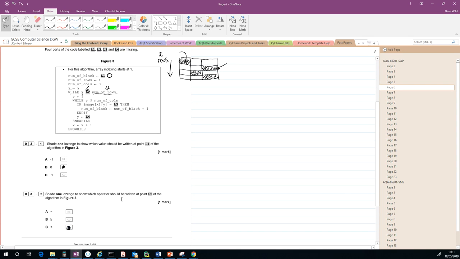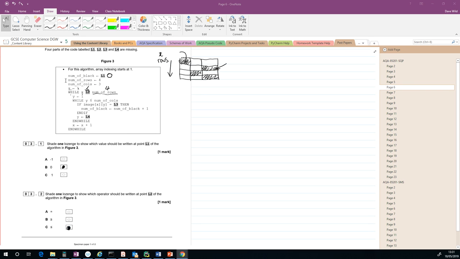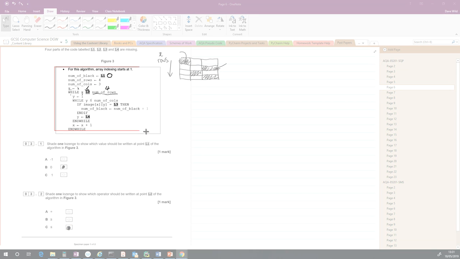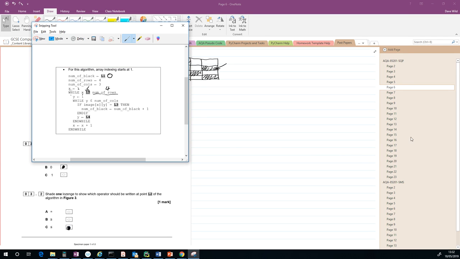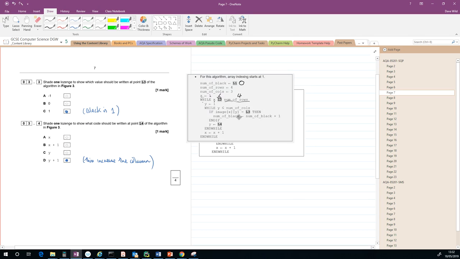The next bit, I'm just going to take a screenshot of the algorithm here, because I'm going to turn over the page and we want to be able to see that at the same time. In your case, you'd have it in front of you. So let's have a look at the next one.